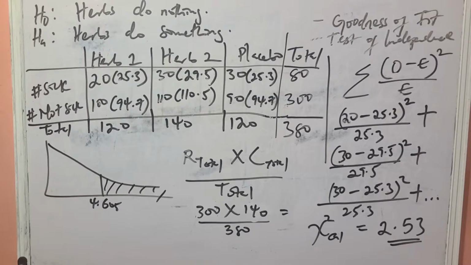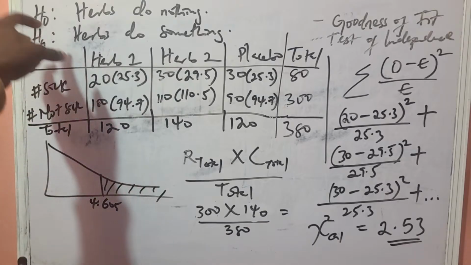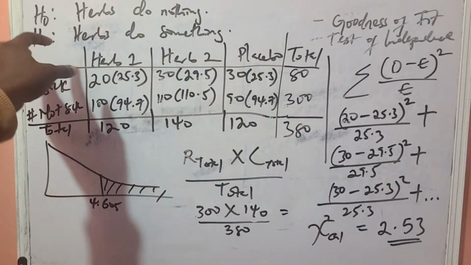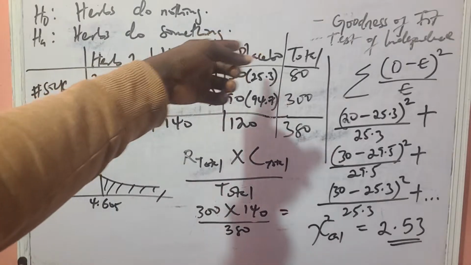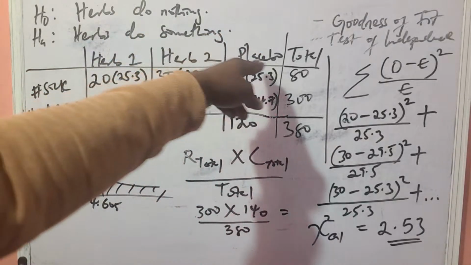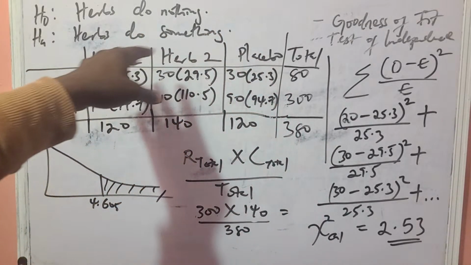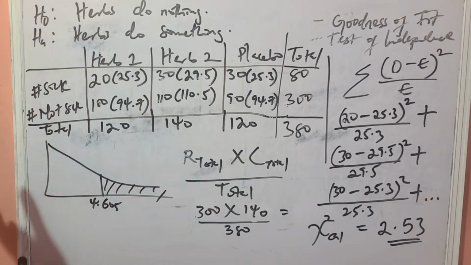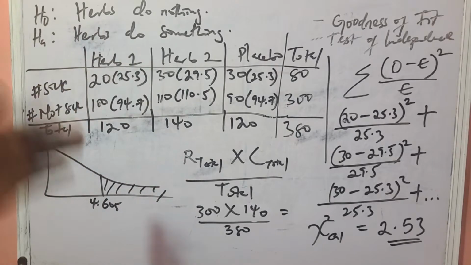So what are you looking for dependency on? That means you are looking at the two ways. You know that this is a two-way table. So the row and the column, whatever is contained in your column doesn't depend on that of the row. That's what you are saying there. That there is no dependence. That means they don't depend on each other.